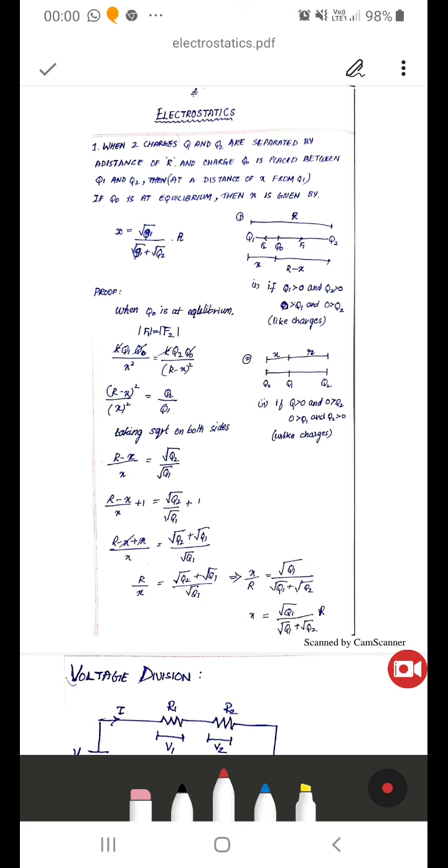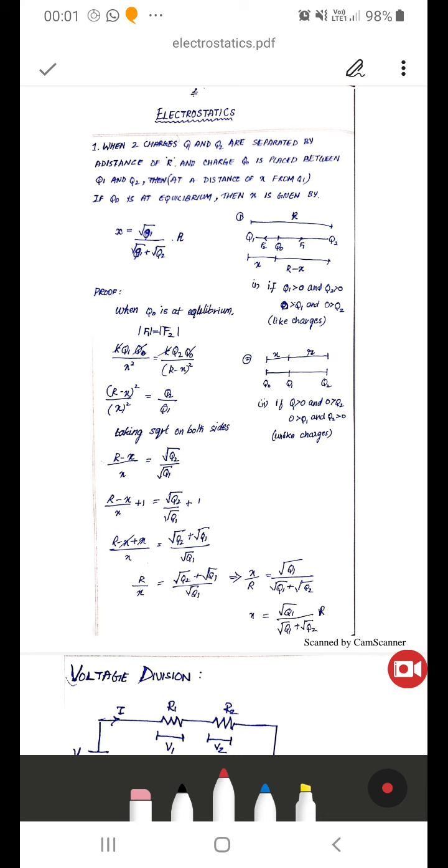Here is a small trick through which you can do your problems or numerics in physics in a short period of time in your competitive exams. So let's begin with the first one. This trick is used when two charges q1 and q2 are separated by distance r, and q0 is placed in between them or in the line joining q1 and q2. It can be even outside q1 and q2.